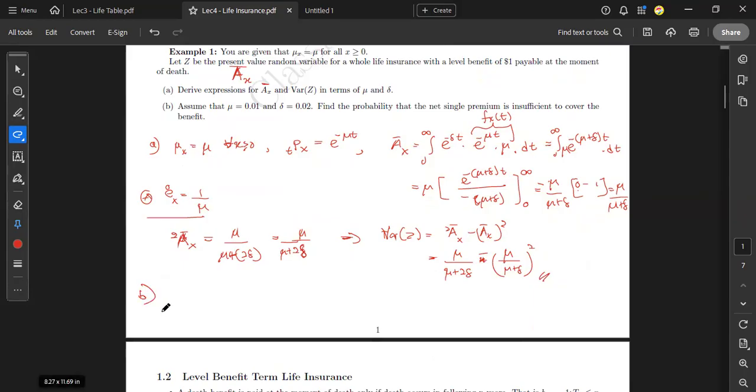continuously benefit paid whole life insurance who is at age X. And if these two values are given, find the probability that the net single premium is insufficient to cover the benefit. So in this question, the net single premium is, if I buy this whole life insurance, I'm only going to pay one time at the time of purchase.